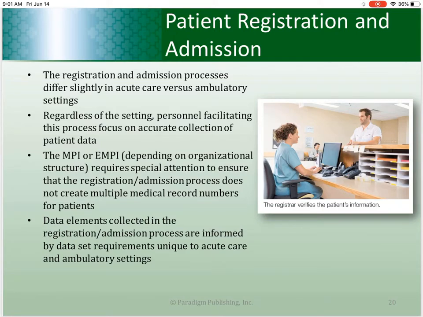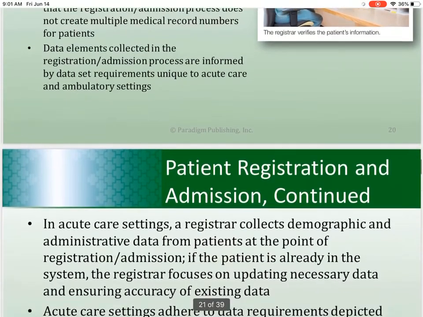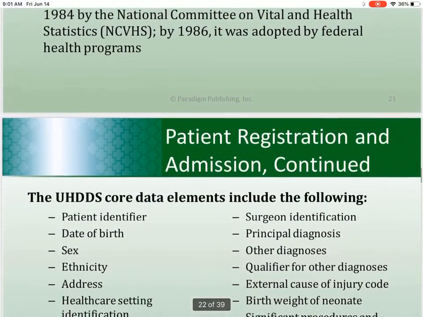Developed by a committee in 1969, the UHDDS outlined the set of patient-specific data elements. This protocol, revised by the National Committee on Vital and Health Statistics in 1984, was adopted by the Federal Health Programs in 1986. But since then, the UHDDS has been revised several times.